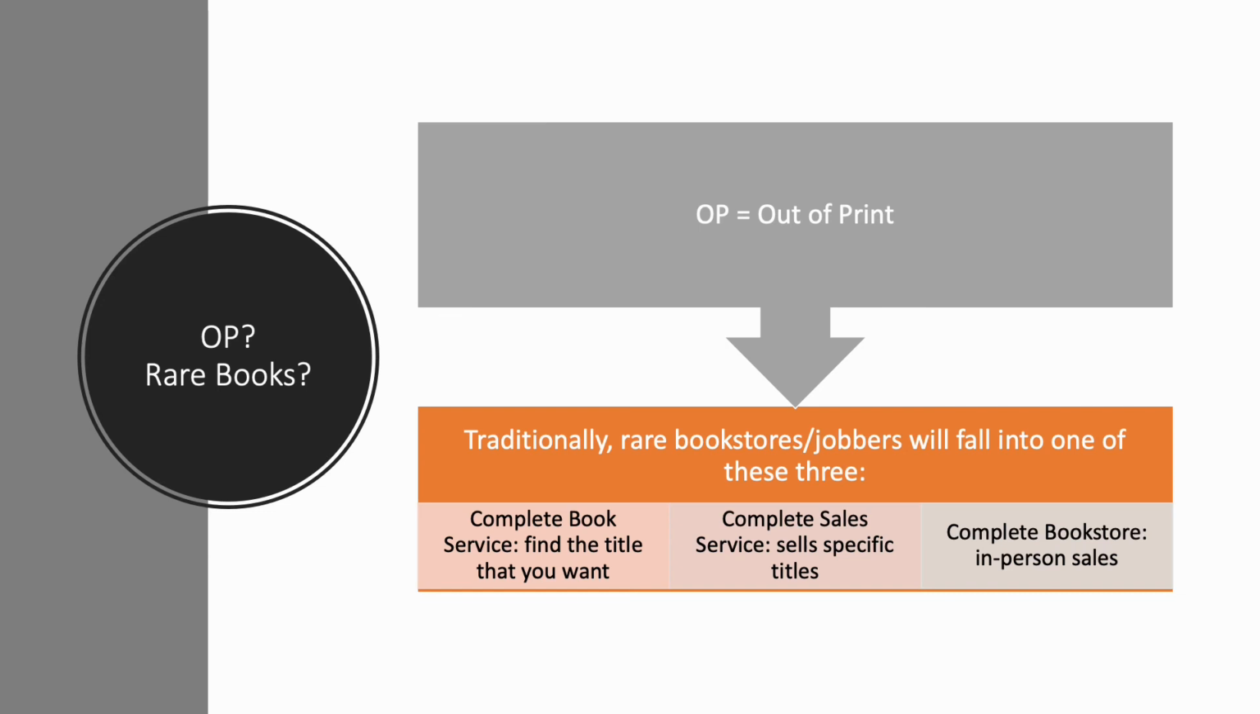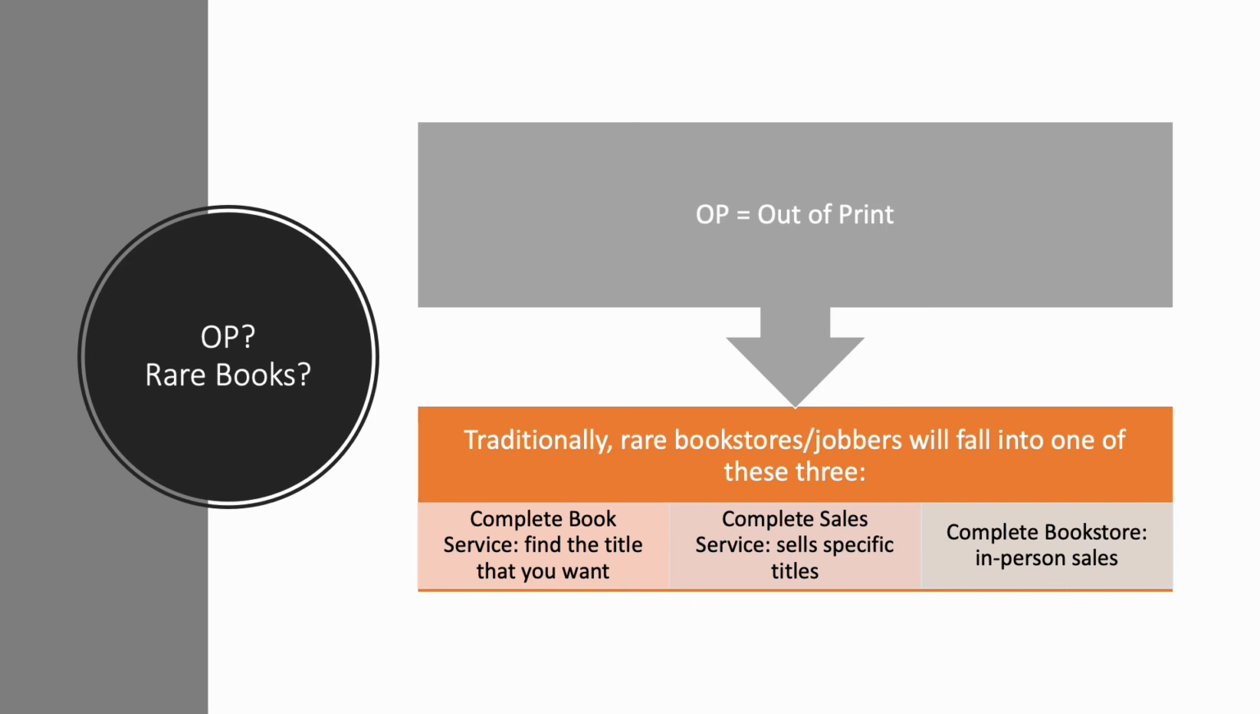Another specialty that we have in libraries are out-of-print suppliers, or rare book vendors. When we get into this world, we are often working with used books, as they are no longer being printed. Within the used book market, there are different models that vendors use. One is called a complete book service. This is when the bookstore or jobber will look for a title you want. They do not have anything in stock, but they will try to locate titles for you upon request.